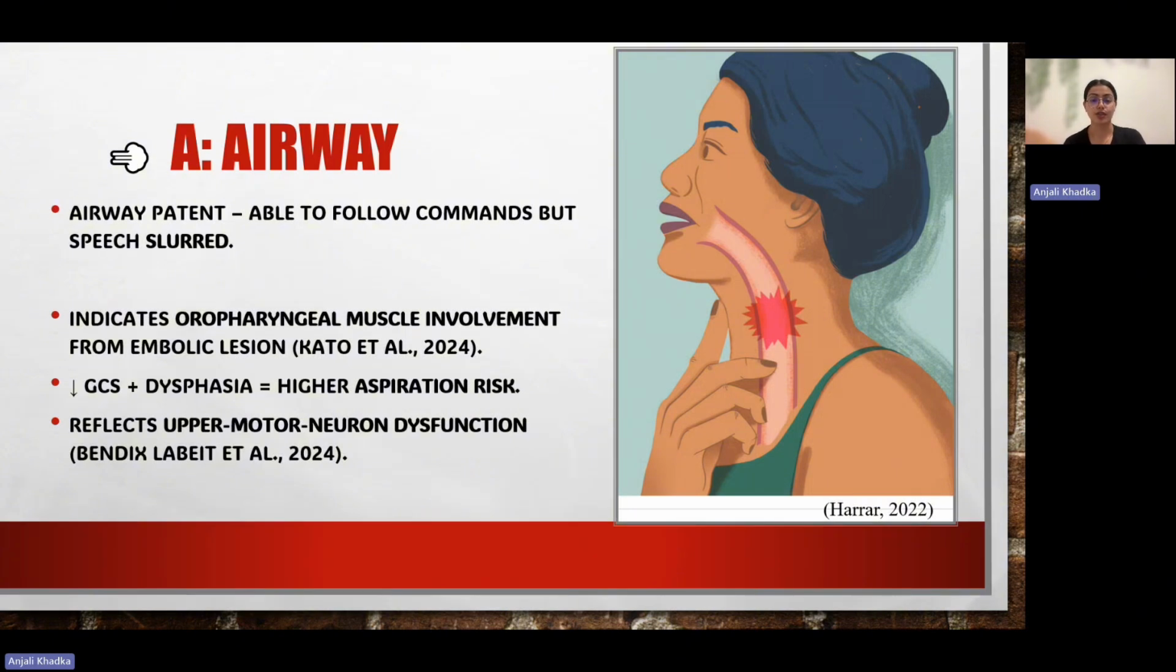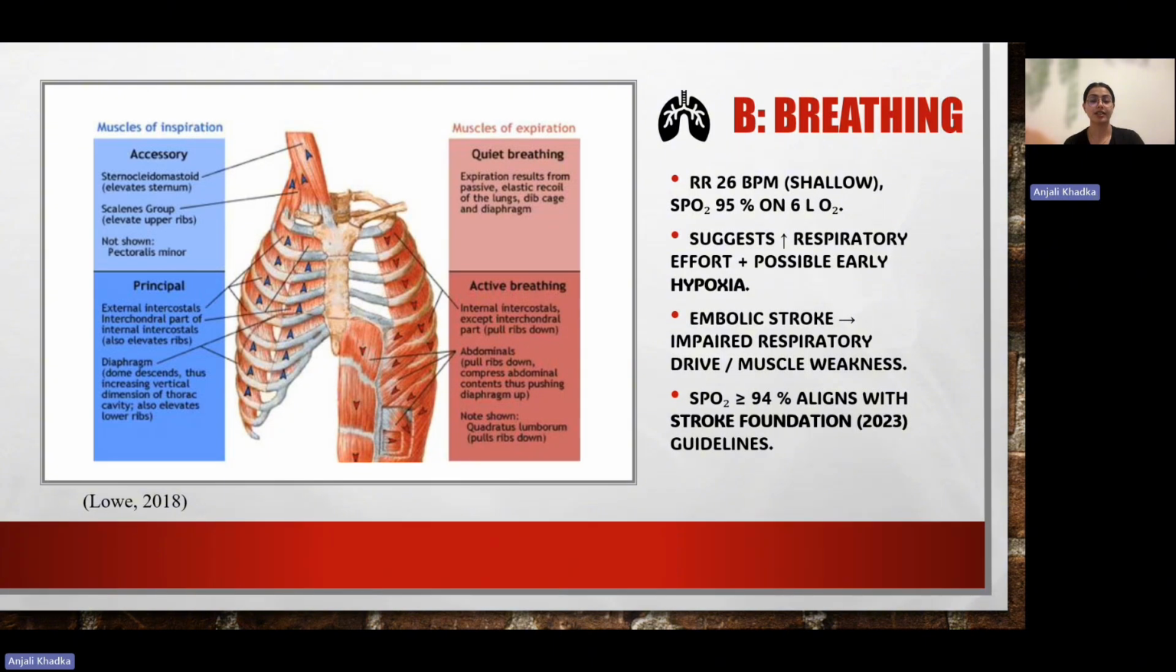Now, I want to ask, do you know what could happen if the airway risk is not assessed in time? It could lead to aspiration pneumonia and secondary hypoxia. The image illustrates oxygen exchange and respiratory muscle involvement. Mrs. Manalo's respiratory rate is 26 breaths per minute and her oxygen saturation is 95% on 6 liters via Hudson mask, indicating increased respiratory effort and early hypoxia.